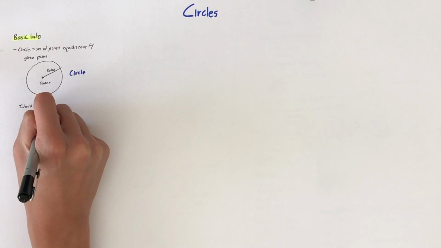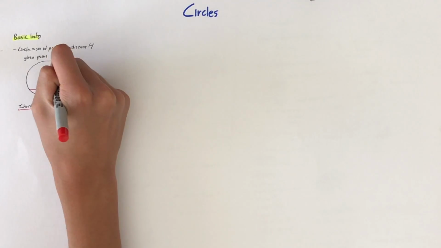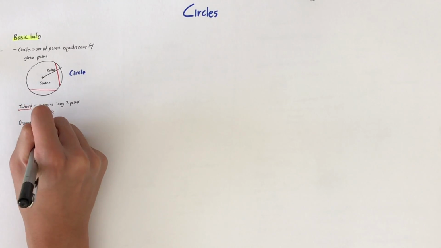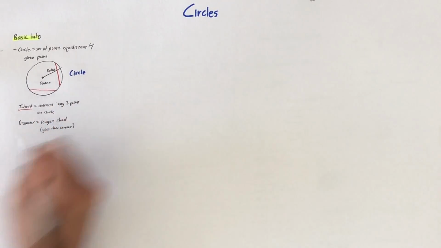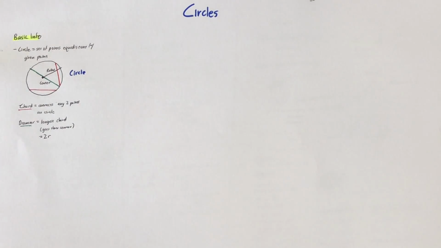is called the circle. A chord just connects two points on the circle, so I'll draw a few chords right now, and the diameter is the longest chord. It goes right through the center, and the diameter is equal to 2 times the length of the radius.